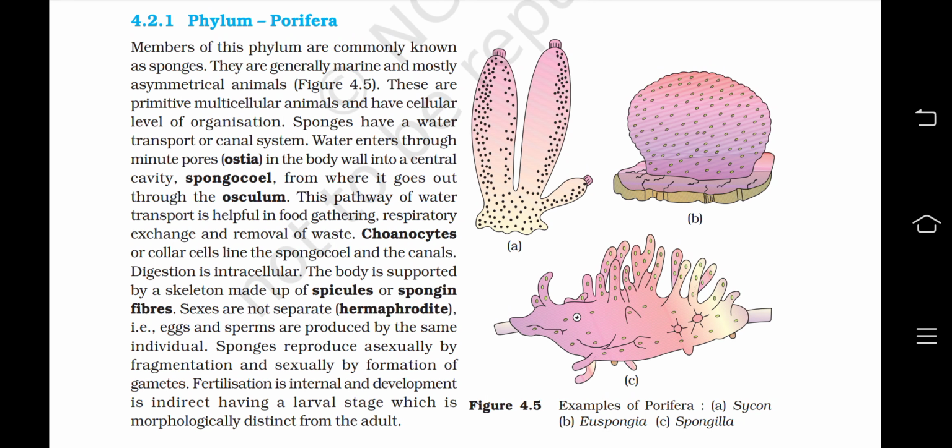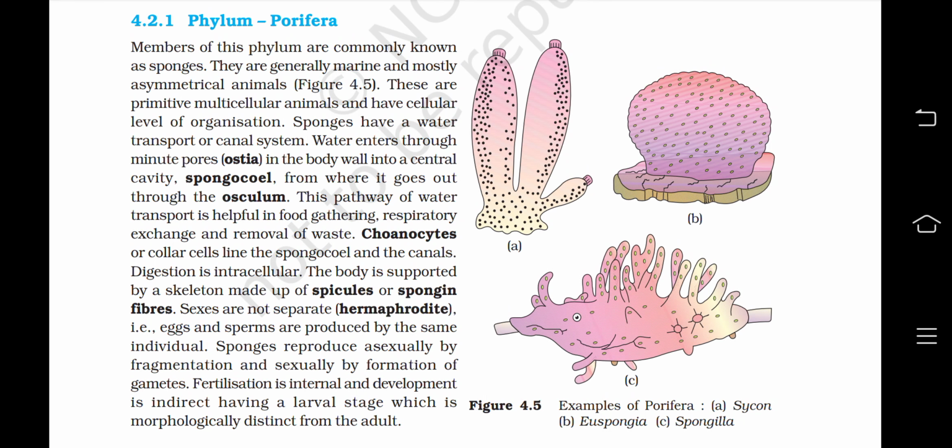Now, choanocytes or collar cells line the spongocele and the canals. Digestion is intracellular. Body is supported by a skeleton made of spicules and spongin fibers. Sexes are not separate, so it is hermaphrodite, that is, eggs and sperms are produced by the same individual.